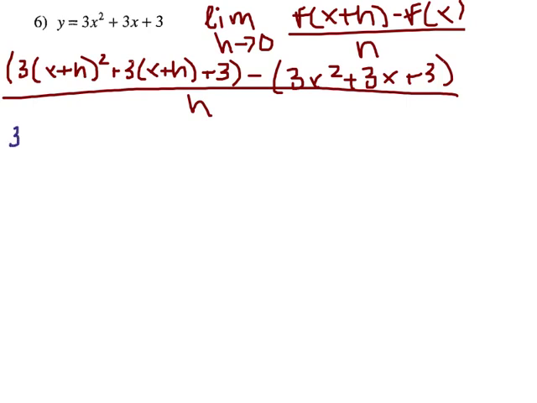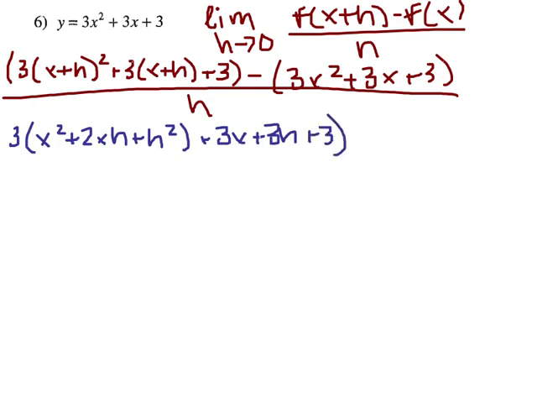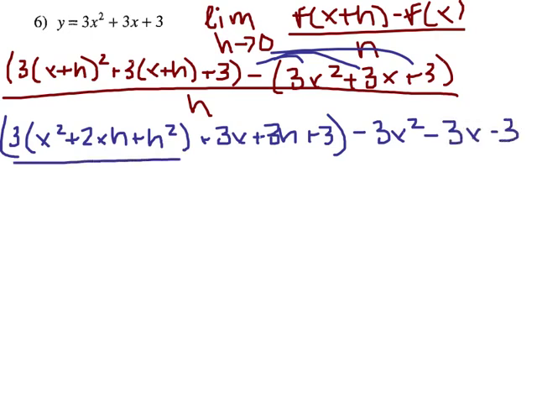Now we have 3 times x squared plus 2xh plus h squared plus 3x plus 3h plus 3. I just simplified that up as much as I could. Minus 3x squared. We're going to distribute this negative out. Minus 3x minus 3 all over h.